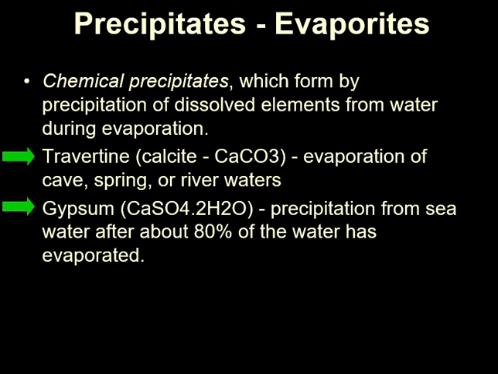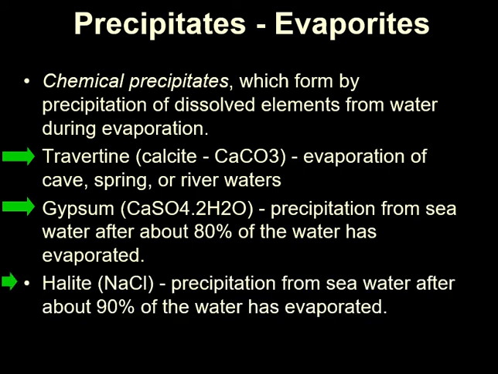Travertine or calcite is deposited like this. This is Egyptian alabaster, of course. Gypsum, or Iraqi alabaster, is precipitated from seawater after about 80% of the water has evaporated. Halite is precipitated from seawater after about 90% of the water has evaporated. This is one of the ways traditionally people have acquired halite, salt, for their diet: they create these things known as salt pans, where they let seawater into this flat area, then block it off and let it evaporate, and what's left behind is salt.